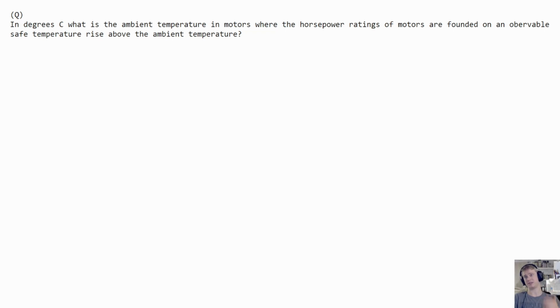Next, in degrees Celsius, what is the ambient temperature in motors where the horsepower rating of motors are founded on an observable safe temperature rise above the ambient temperature? And okay, try to think about this without looking in your code book or anything. The answer is 40 degrees Celsius.